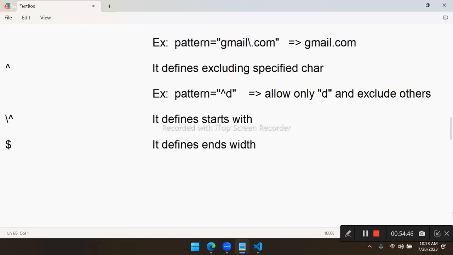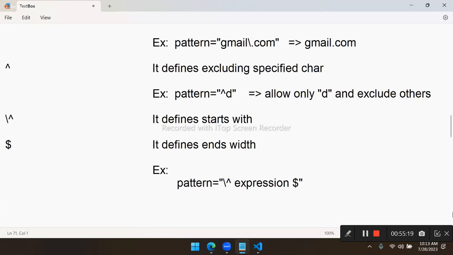Usually people write like this. Pattern is equal to ^ and some expression they write. That means here they define the expression and after that they put a $. That's how they write. That means it is starting with and it is ending with. Dollar is to mention end with. This is required later, not now.